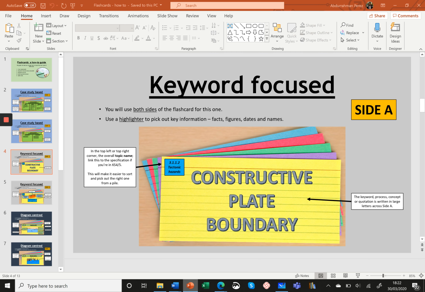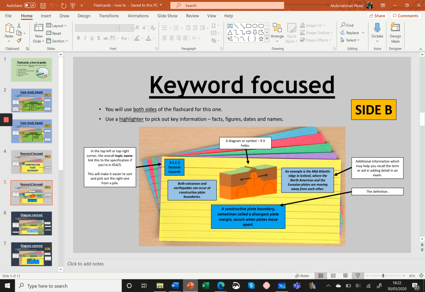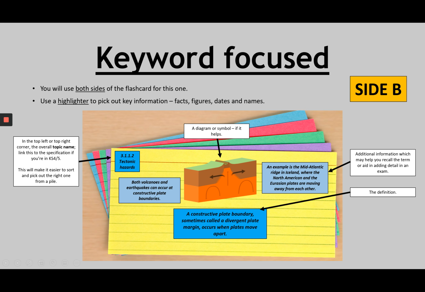What you could do if you wanted to save space is, if you look over here in this flashcard, you could split it down the middle. You could have constructive plate boundary on the one side and destructive plate boundary on the other. And then when you flip it over to side B, which we'll cover now, you could also imitate that same sort of slicing in half.